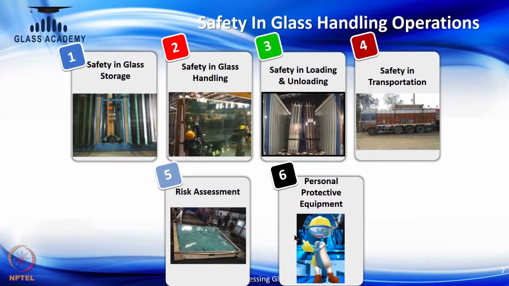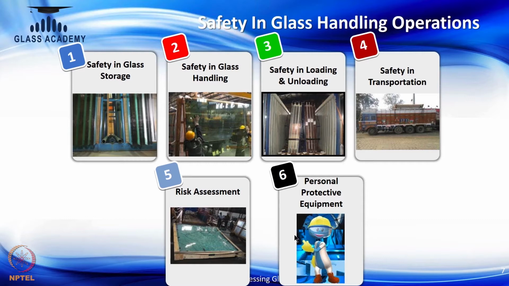Now I am going to talk about how glass handling has different domains. One is the storage part. After the production of glass it needs to be stored at some place. Then you need to handle it while storing and moving between stores from one place to another. And then comes safety in loading and unloading, because for dispatches it has to be loaded into trucks. Then safety in transportation: while you transport the glass, what kind of precautions you need to take.